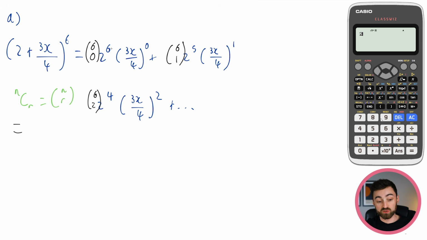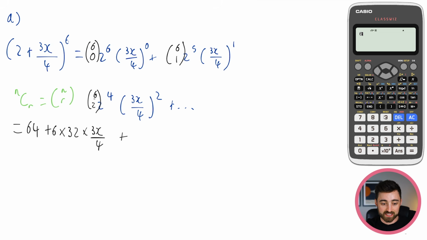And then I would do 2 to the 6. Let's work out what that is. It's 64. So I'm going to have 64 here. And then that's a power 0, so that's 1 as well. Let's work this out. So 6C1 is going to be 6. So I've got 6 times 2 to the 5, which is 32, times 3x over 4.